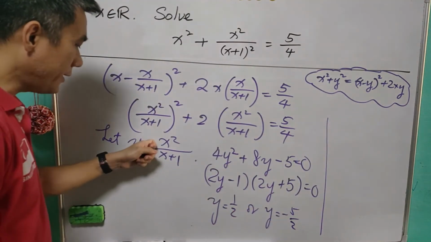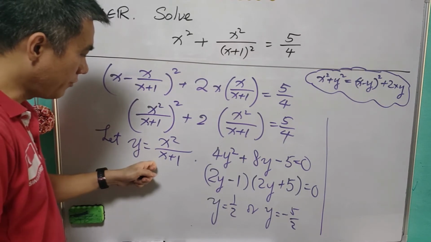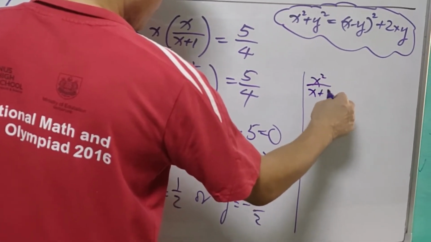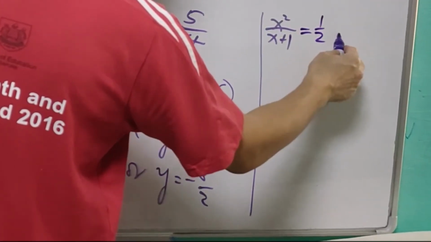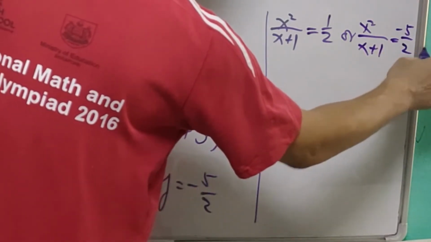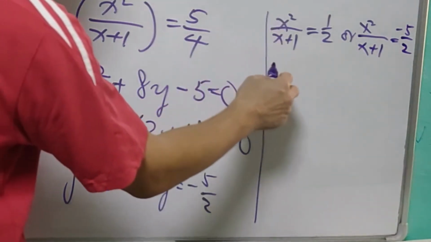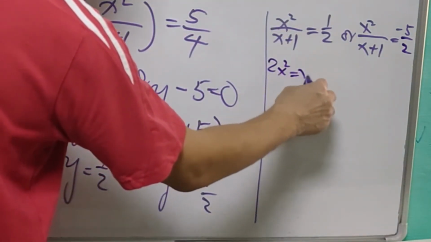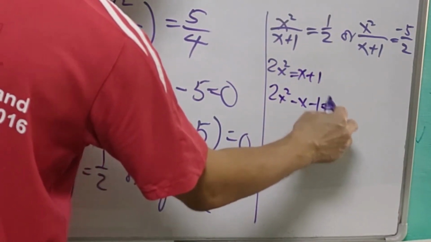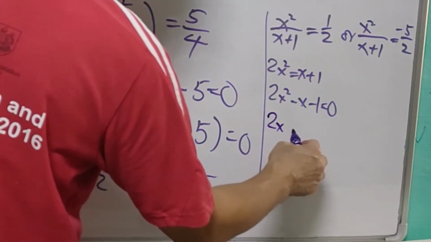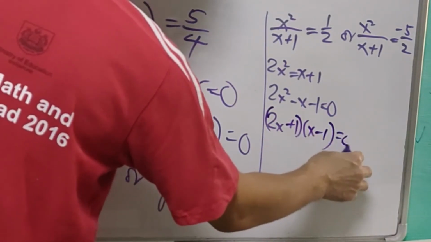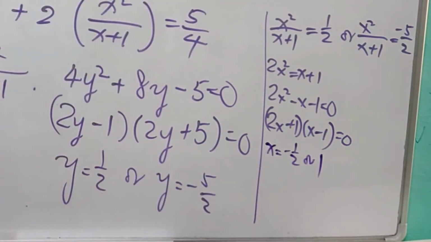And because y is equal to x squared over x plus 1, it will be x squared over x plus 1 equals a half, or x squared over x plus 1 equals negative 5 over 2. For the first one, it is 2x squared equals x plus 1, and 2x squared minus x minus 1 equals 0. Factorizing: (2x plus 1)(x minus 1). So x equals negative half or 1.